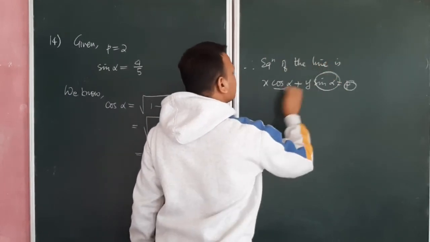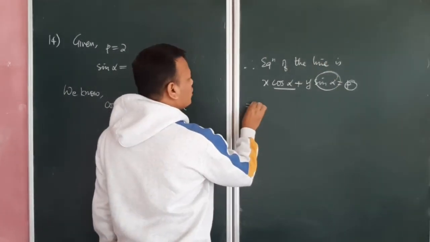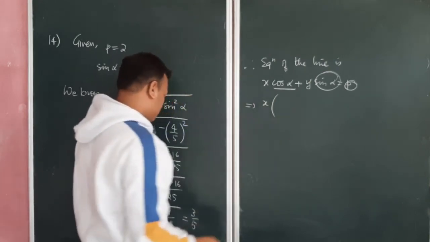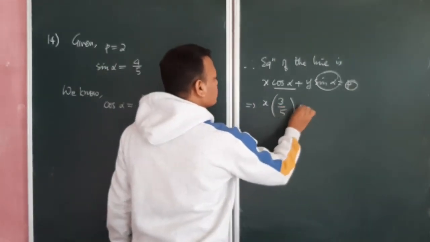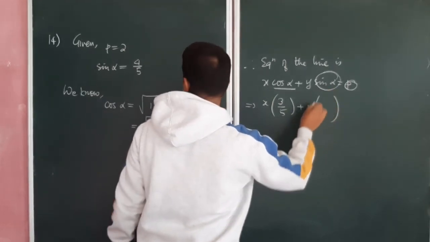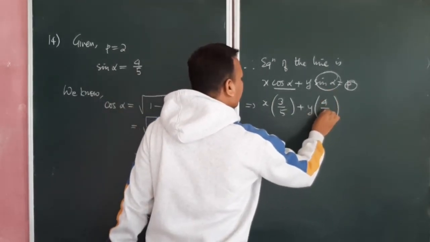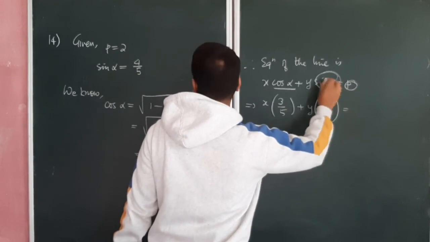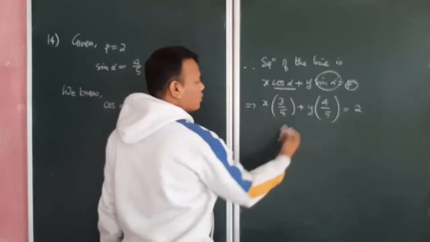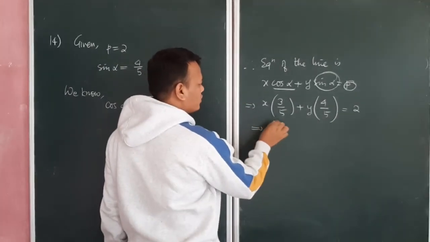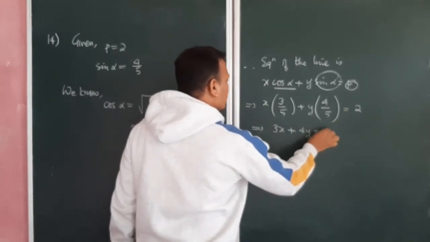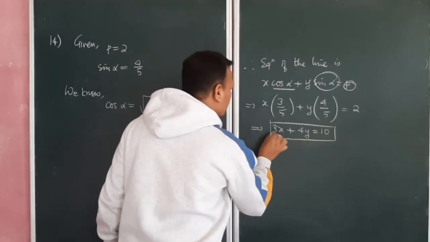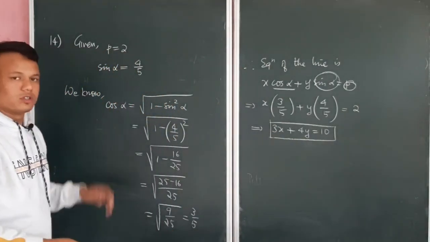line is, okay, you will write the same. Let us put in the values. x cos alpha, cos alpha is 3 by 5, plus y sin alpha, and sin alpha is given to be 4 by 5, equals p. p is given to be 2. Simplify this. After simplification you will see that this is equal to 3x plus 4y equals 10. So this will be your equation of the line for this particular case.